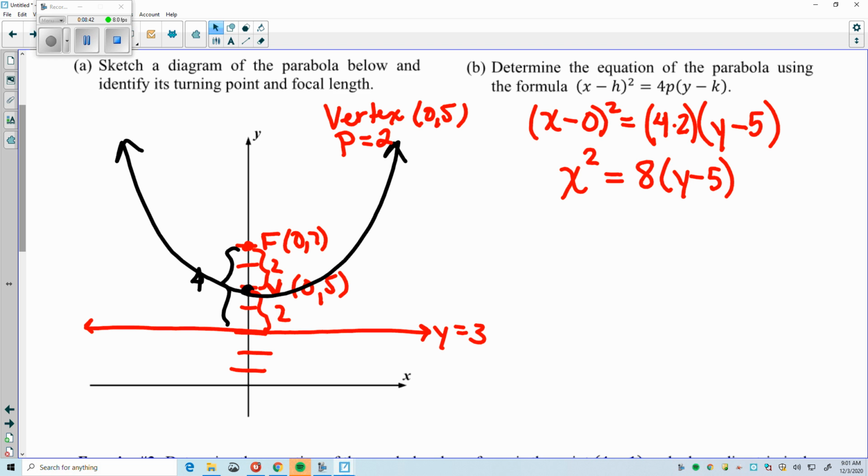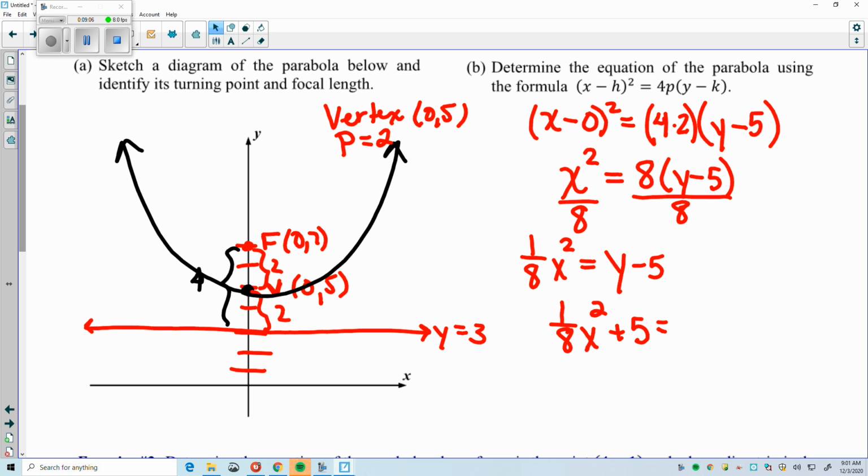Now remember, you have 2 choices on how you could simplify. So maybe let's do this one by dividing everything through by 8. Okay, so that gets us 1/8 x squared is equal to y minus 5. Remember, you could also distribute that 8 through. Now we want to get y by itself, so I'm going to add 5 to each side. I get 1/8 x squared plus 5 is equal to y. And that would be the equation for your parabola.